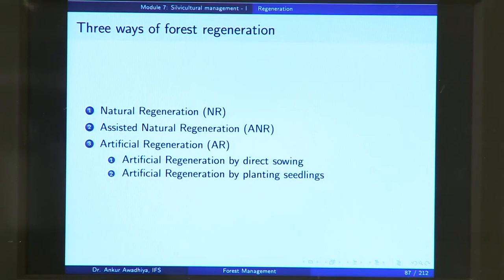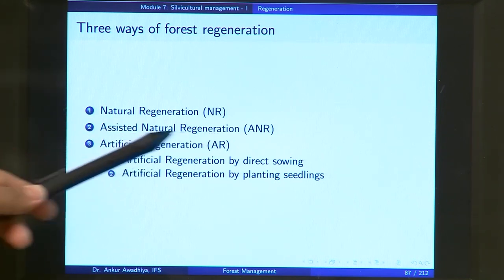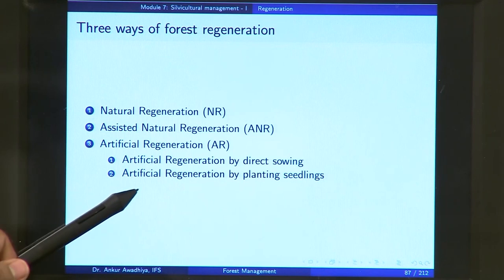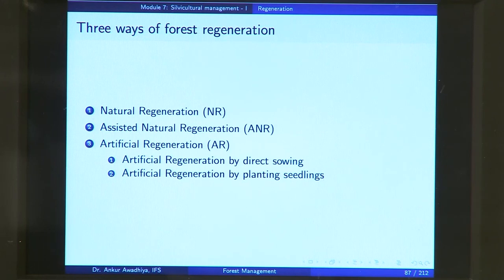So, there are three ways to regenerate the forest. These are natural regeneration, assisted natural regeneration and artificial regeneration. So, in the case of natural regeneration, you are using the natural processes to regenerate this forest. In the case of assisted natural regeneration, you are having a natural regeneration, but you are helping it, you are giving it some sort of an assistance to help it. And in the case of artificial regeneration, you can do artificial regeneration by direct sowing of seeds, or you can do artificial regeneration by planting the seedlings. So, in this case, we are either sowing seeds or we are planting new plants.